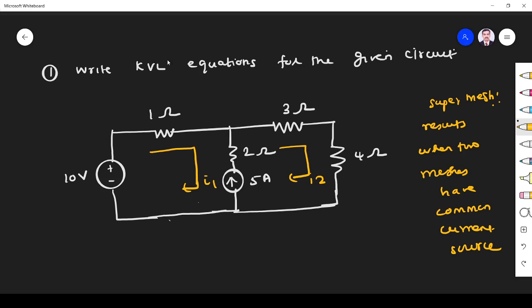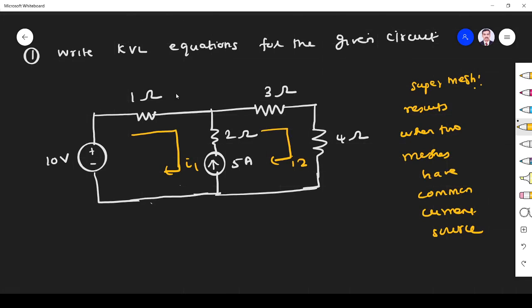So how are we going to write KVL equations for the given circuit? Whenever we have a supermesh, the procedure we have to follow is this. This is mesh 1, mesh 2, and we have a supermesh. First, we just ignore this branch, which is common to both the meshes, and write KVL for the outer loop. This branch you just forget it. We write KVL for this mesh, and this is called a supermesh.